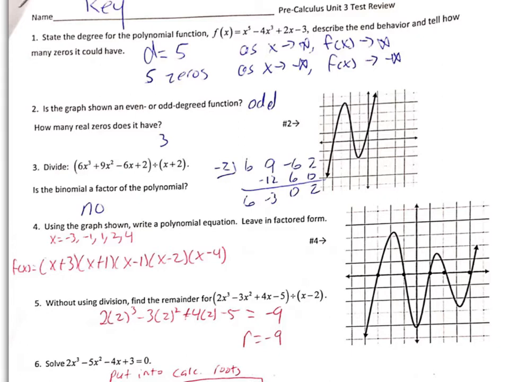Since it's an odd function with a positive leading coefficient, as x goes to the right, so as x goes to infinity, the graph is going up, f of x is going to infinity. And as x goes to negative infinity, the graph is going down to negative infinity.